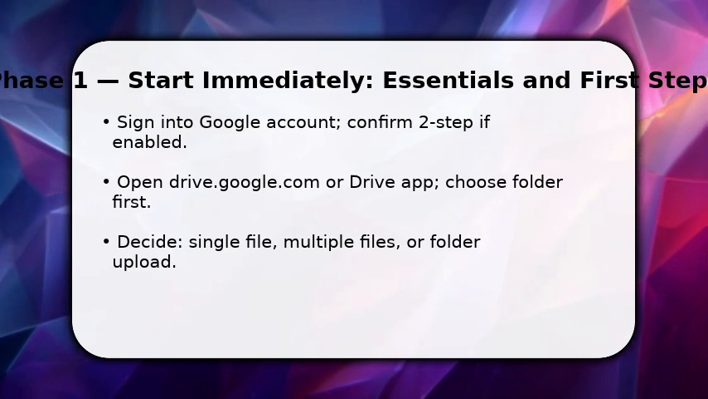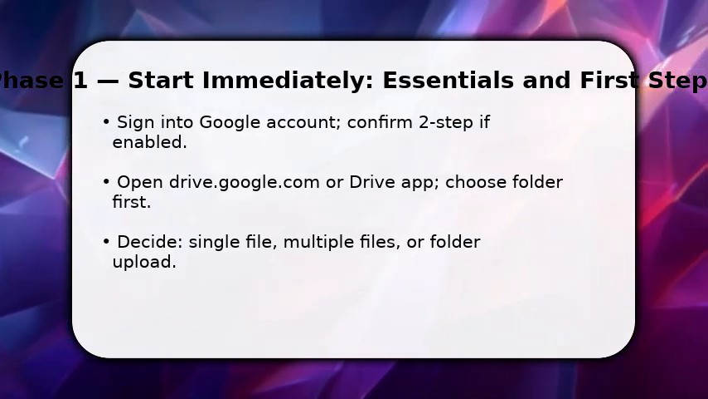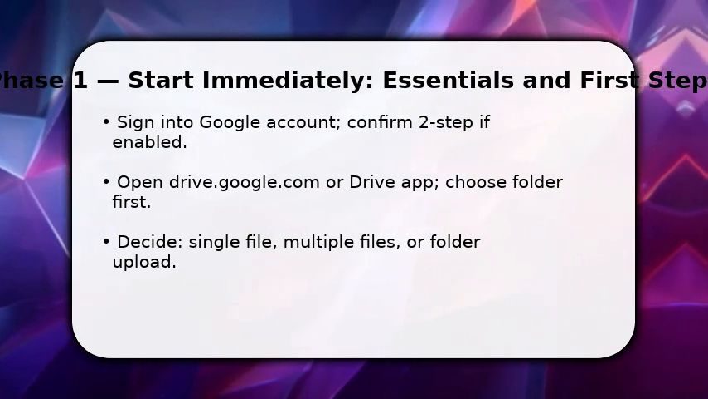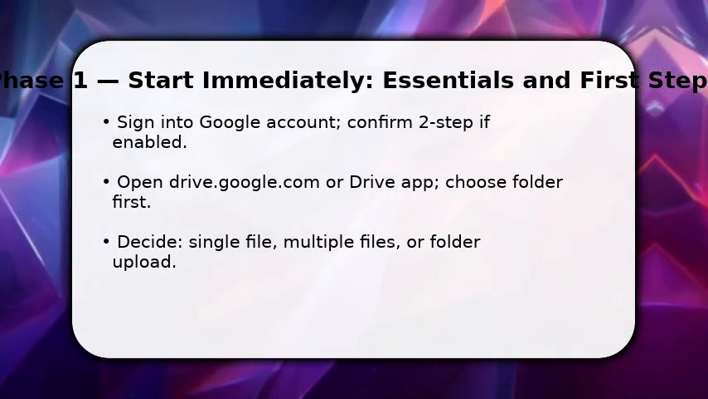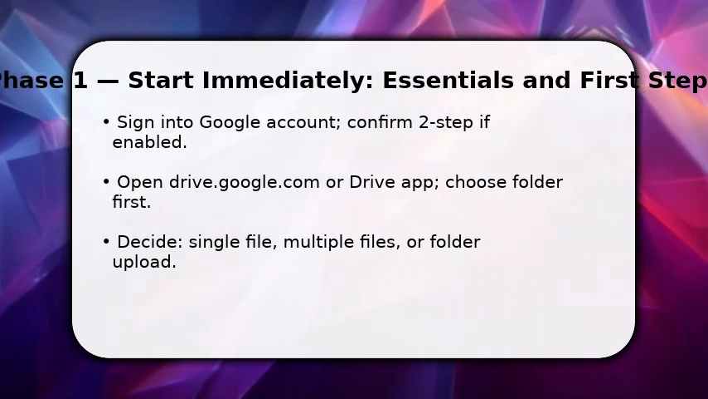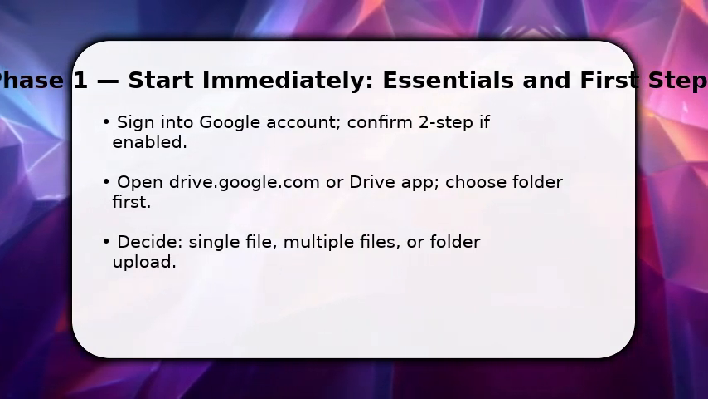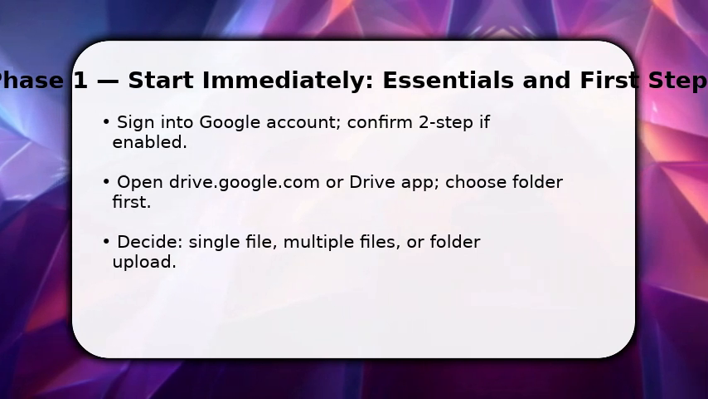You're signed in and ready. Open Google Drive now and navigate to the exact folder where you want files to live. Once there, click New or the Upload button. This starts the process immediately. If you plan to upload a whole folder, pick Folder Upload. For individual files, pick File Upload, then select them in your file picker.